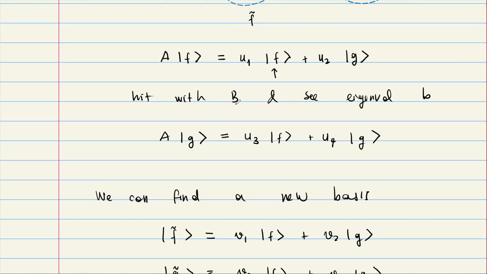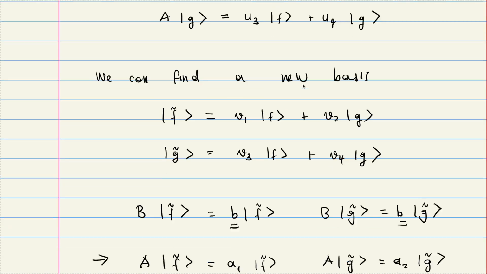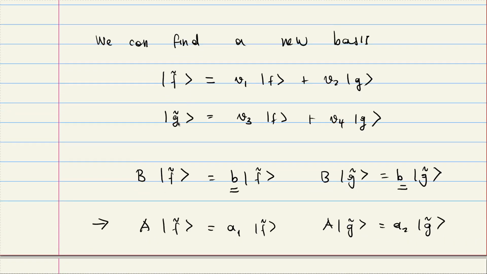There will be some, okay, this is the jargon, there will be some degenerate manifold that A does this. Within this degenerate manifold, you can make a transformation to F tilde and G tilde, where this new basis is going to be eigenstate of both A and B. Good?